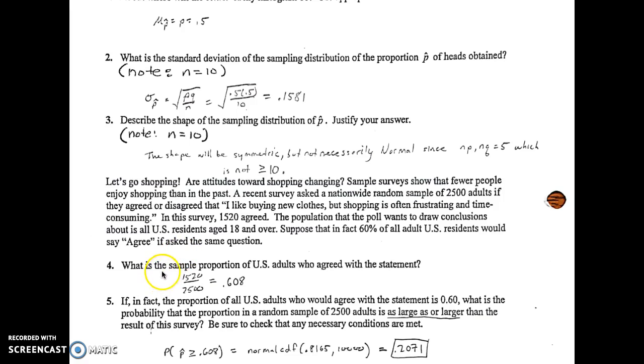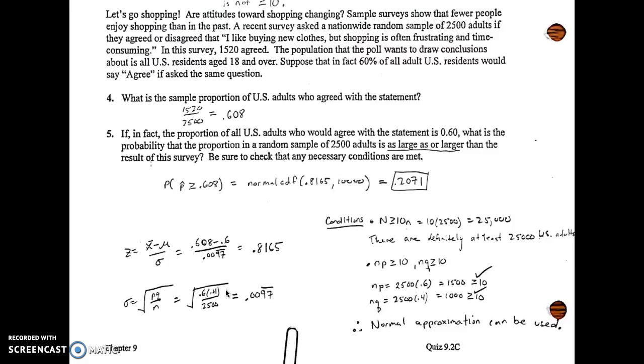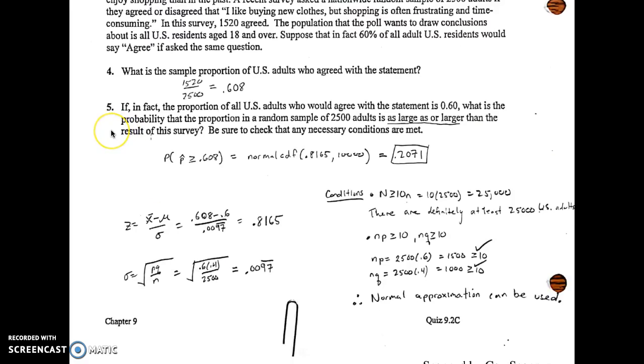So question 4 says, what is the sample proportion of U.S. adults who agreed with the statement? The sample proportion is the sample amount who agreed over the sample size, 1520 over 2500, which comes out to be 0.608. Question 5 says, if in fact the proportion of all U.S. adults who would agree with the statement is 0.60, what is the probability that this proportion in a random sample of 2,500 adults is as large as or larger than the result of this survey? Be sure to check any necessary conditions are met.